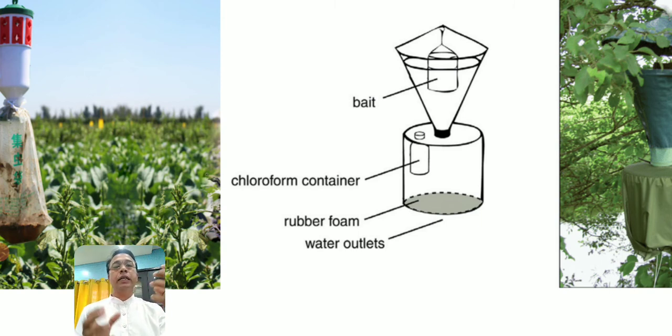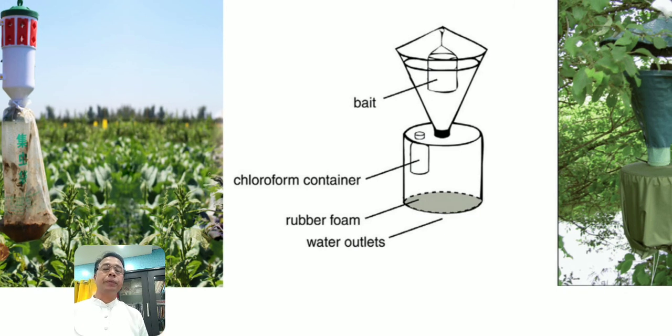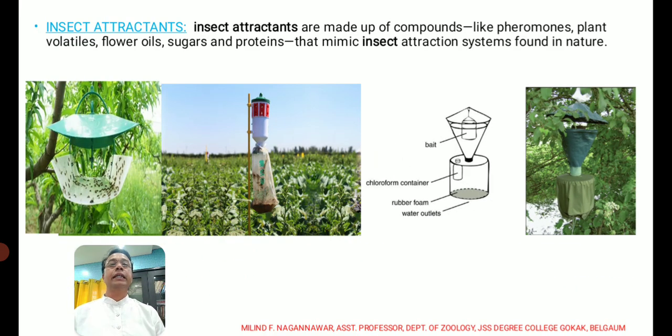Usually the pheromones attract for mating purposes. In a particular season, if you place them, the sexual attraction of the insects happens. So these pheromones are used as bait, and because of that lure, the insects come towards the attractant, and once they come, they fall into a chloroform container there. With that, they get killed or destroyed. Is it clear? So that is what insect attractants are.